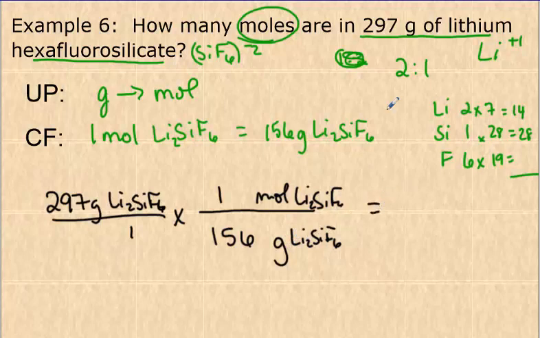Alright, and so look at what cancels. Grams. We're left with moles. That's exactly what we want. So now, to do this, we do 297 times 1 divided by 1 times 156. So just divide the 2 of those. And your answer is going to give you something very close to 2 moles of lithium hexafluorosilicate.